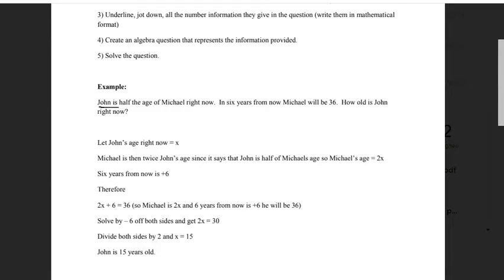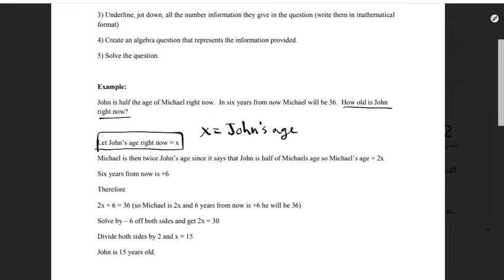It says, John is half the age of Michael right now. In 6 years from now, Michael will be 36. How old is John right now? So this is what they want to know. They want to know how old is John right now. So what I did is I wrote down, let John's age right now be x. Sometimes I just say x is equal to John's age. Now that I know that, I can build from there.